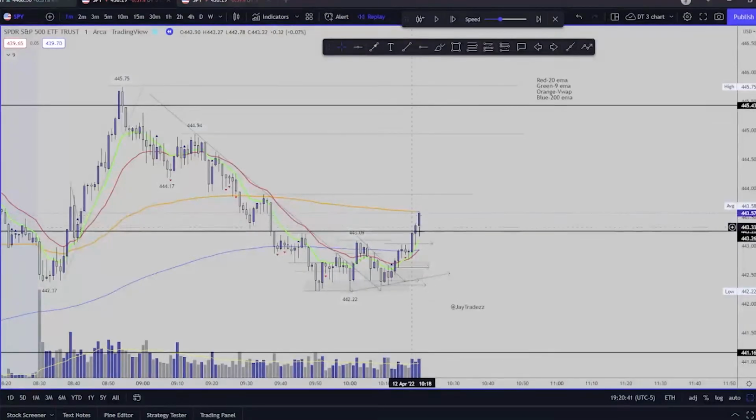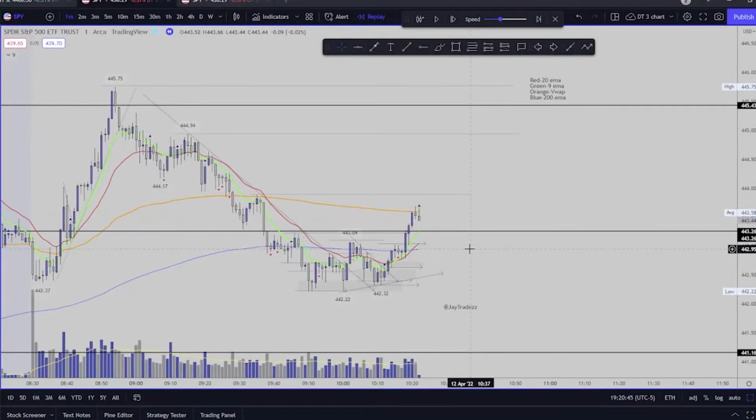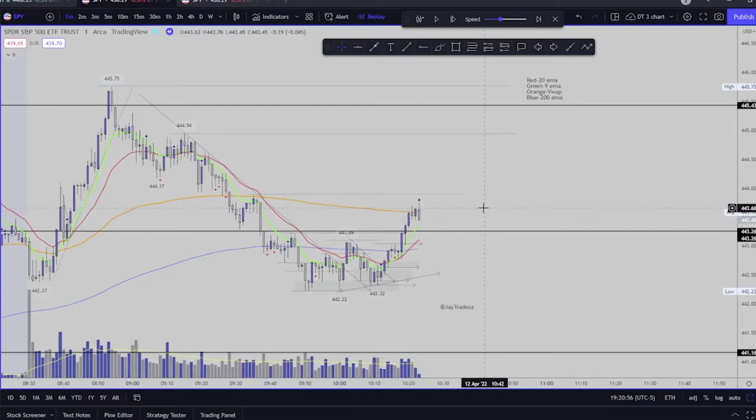So now what are we going to look for again? Here, let's go ahead and take a look at what's bound to happen. Okay, now I was saying SPY loves VWAP and the 200, right? So now here it's being held as resistance. Let's see what it goes ahead and does.